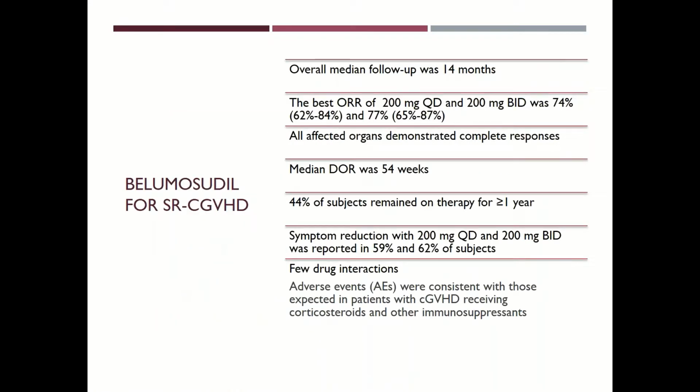With a median follow-up of 14 months, the best overall response rate reached by the 200 milligram twice a day group was 77%. All affected organs demonstrated complete responses. Median duration of response was just over a year, and just under half of patients remained on therapy for more than a year. Importantly, symptom reduction was noted in patients who received both dosing schedules. Also, few drug interactions were noted, and again, AEs were consistent with those expected in patients with chronic GvHD receiving corticosteroids and other immune suppressants.